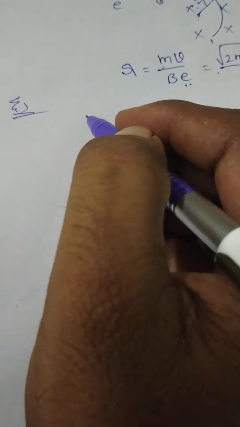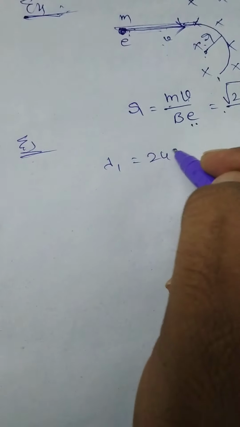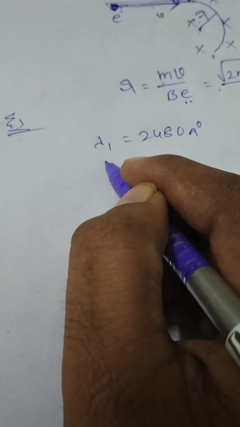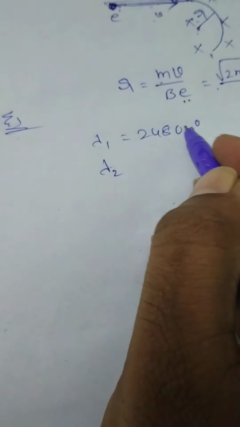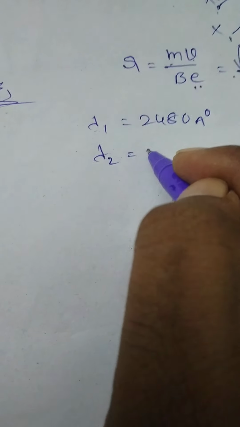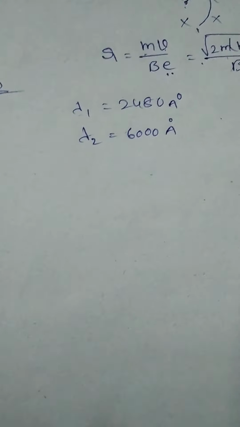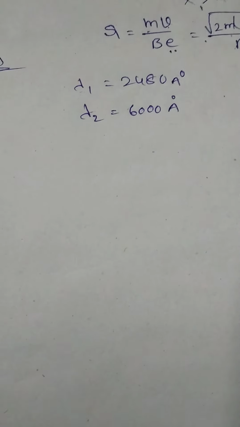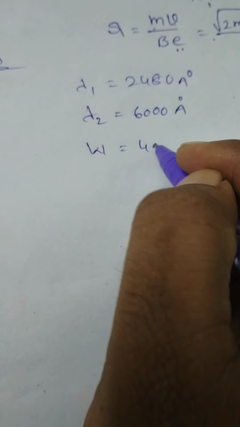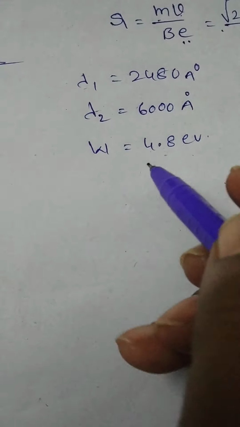Here the example is, suppose a photocell receives bichromatic light of wavelength 2480 angstrom units. Bichromatic means two colors. For the first color, lambda 1 is equal to 2480 angstrom units. For the second color, lambda 2 is equal to 6000 angstrom units. These two are made to be incident on the cathode, whose work function is given by 4.8 electron volts.